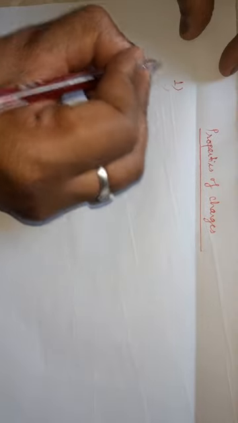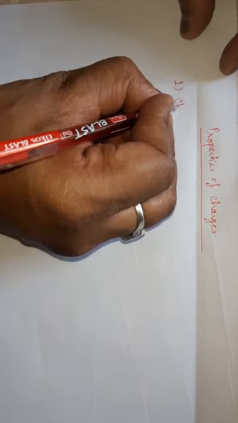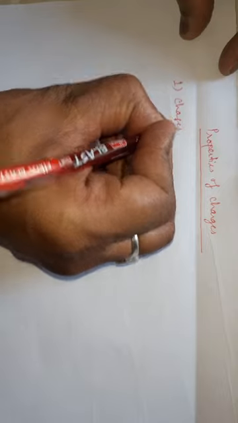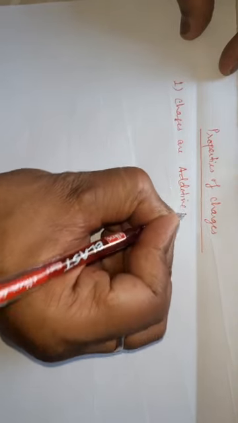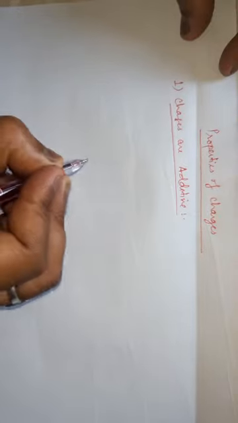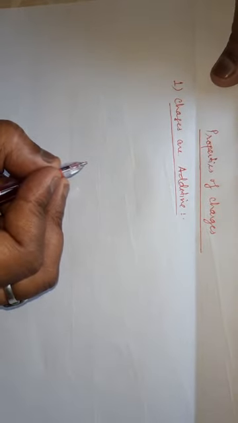The next topic of this chapter is the properties of charges. On coming to the properties of charges, I am going to take the first property. The first property of charges is that charges are additive. What is the meaning of charges are additive? That is also called the additive property of charges.